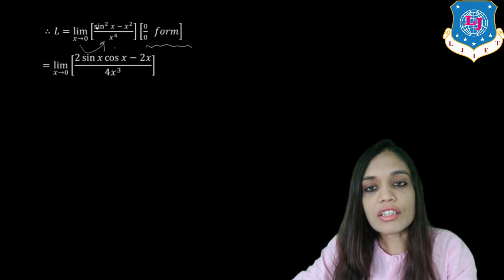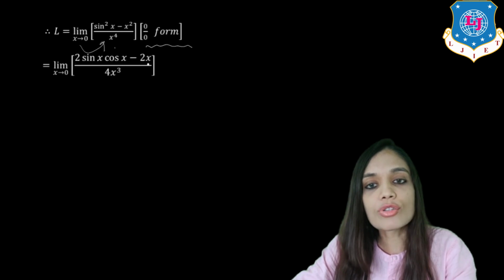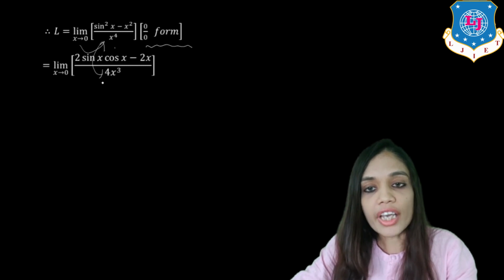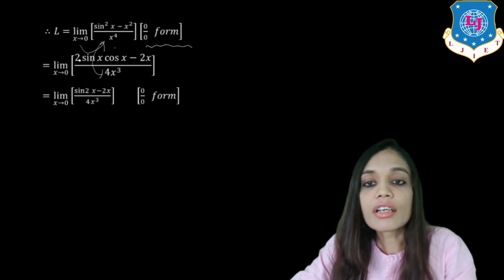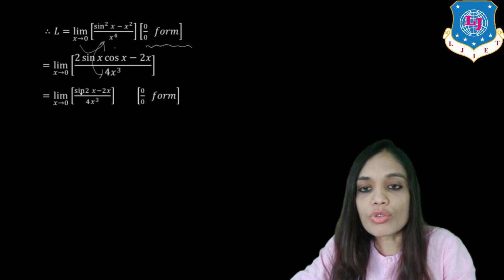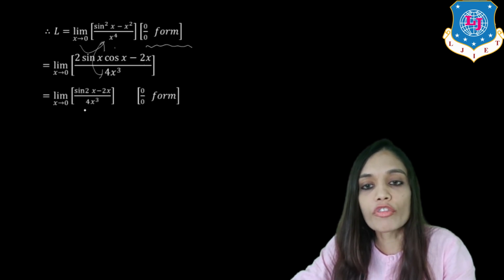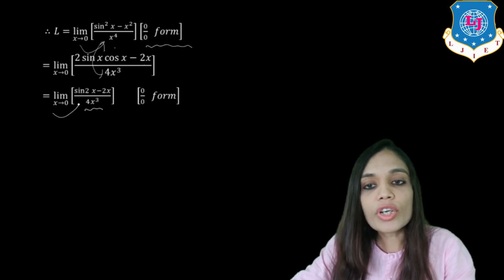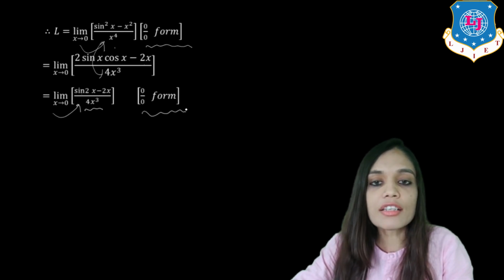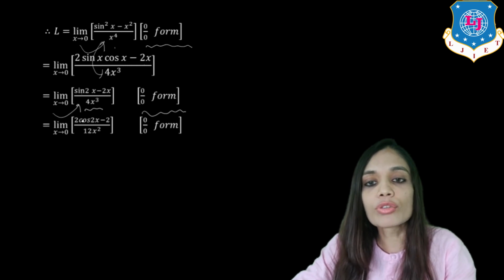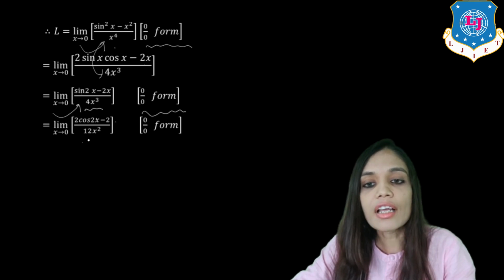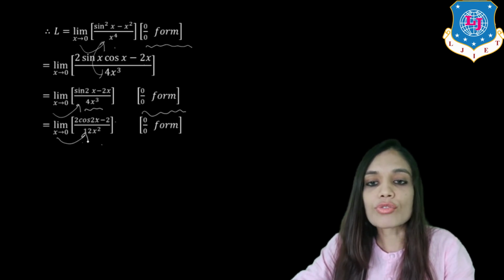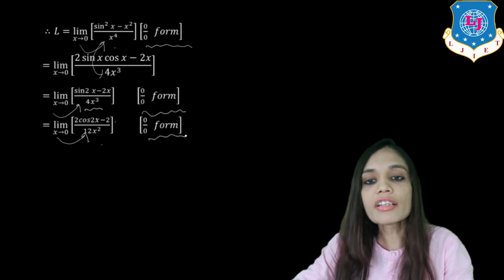So derivative of sin square x will be 2 sin x on applying chain rule into cos x, minus 2x upon derivative of this will be equal to 4x cube. Okay. Now further simplification, you will get 2 sin x cos x will be equal to sin 2x, minus 2x upon 4x cube. Again, if you put x tends to 0, you will get 0 by 0 form. Again, apply your L'Hopital's rule and do the derivatives. So that will be equal to 2 cos 2x minus 2 upon 12 x square. Again, if you put x tends to 0, similarly you are getting 0 by 0 form.